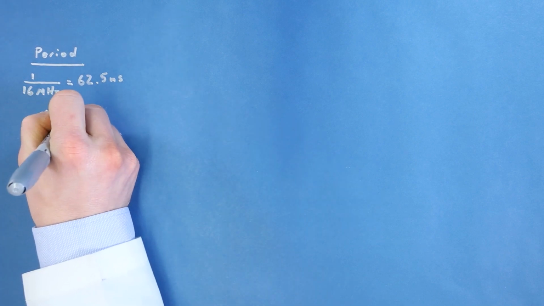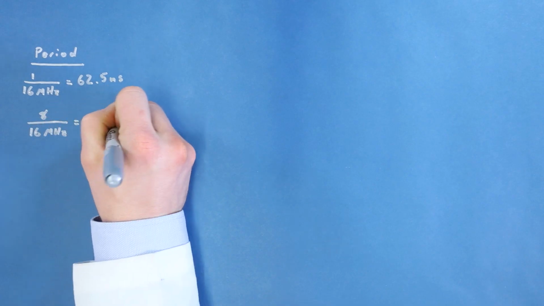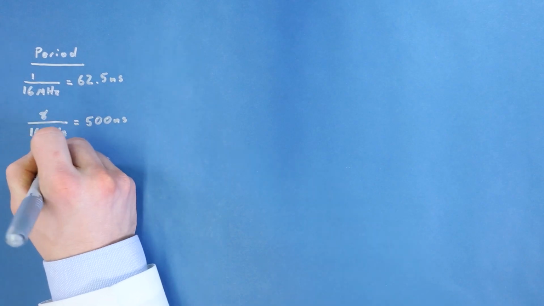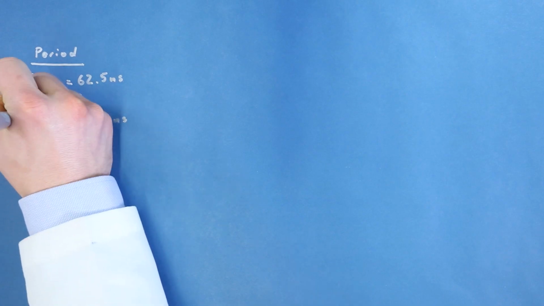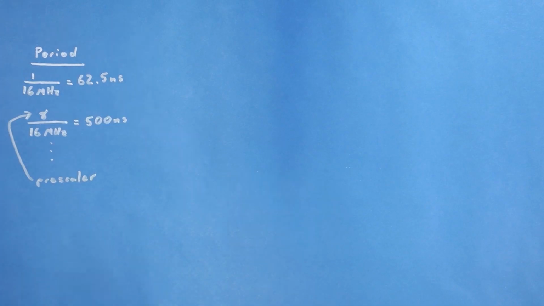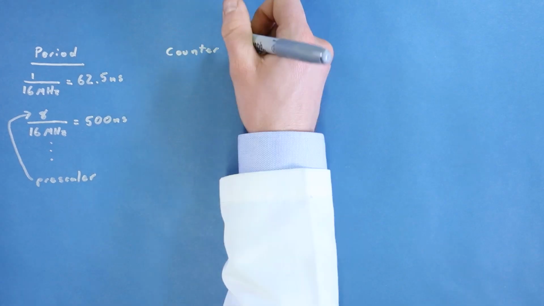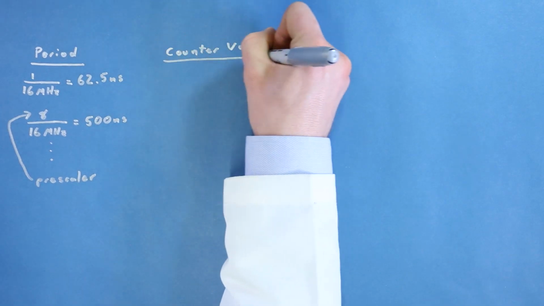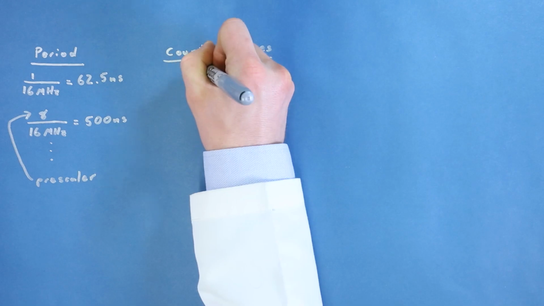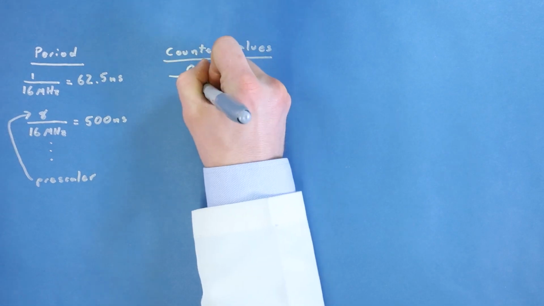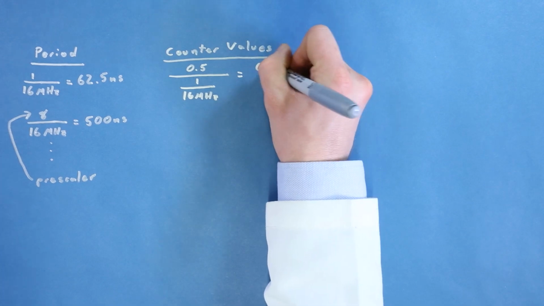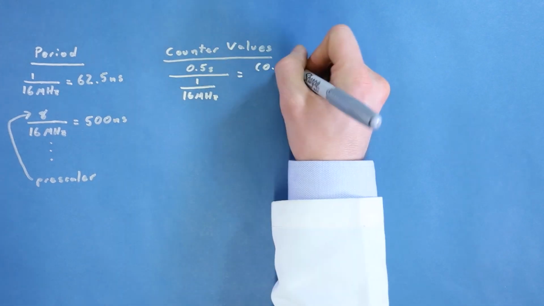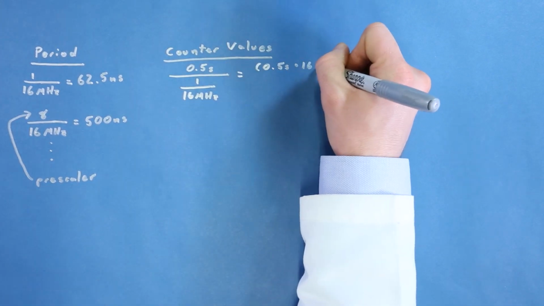With a prescaler, we divide the clock speed, or multiply the period. For example, with a prescaler of 8, we see that the timer will now increment every 500 nanoseconds. We want to see how many timer counts are needed to get to 0.5 seconds. With no prescaler, we can divide 0.5 seconds by 1 over 16 megahertz to get 8 million counts. Well, 8 million won't fit in our 16-bit counter, as that can only store up to about 65,000.